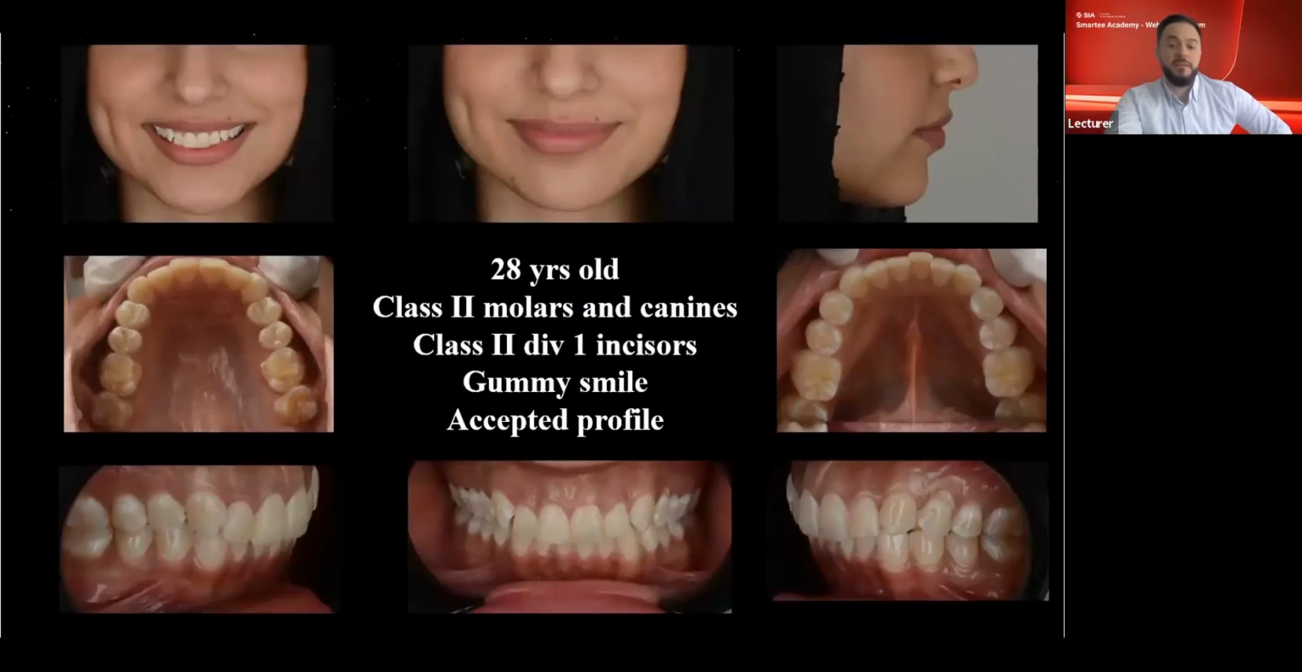Another case is a 28 years old female, and this patient came to my office complaining about the retraction of the retroclined upper incisors and her gummy smile. She has class 2 division 1, and the profile is very acceptable. Honestly, this patient was going to Google and checking her condition, and she said, I have class 2 in my molars and canines, and I want to correct that. So it's amazing how Google now works and how patients can go and diagnose their own cases.